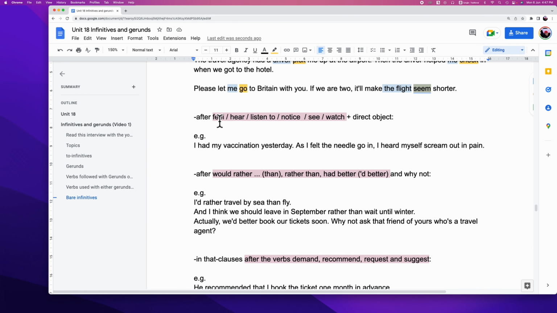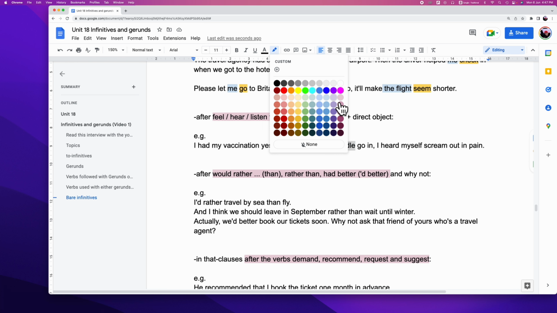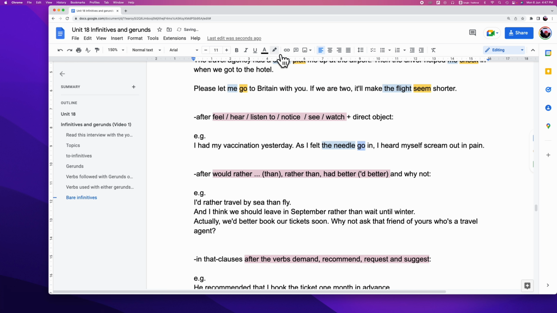There are six senses that follow a bare infinitive as well. So what are these? Let's take a look. The words feel, hear, listen to, notice, see, watch, plus a direct object. They also follow a bare infinitive. For example, I had my vaccination yesterday, as I felt a needle go in. So felt what? The needle, plus a color yellow, go. That's right. The word go is talking more about the needle.